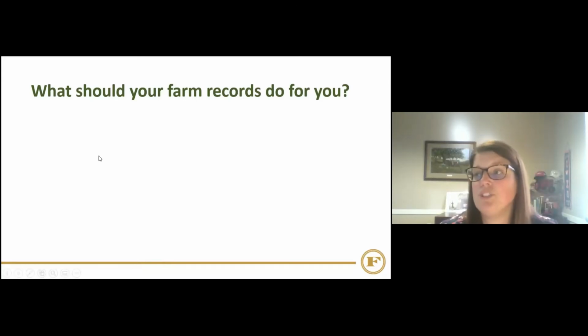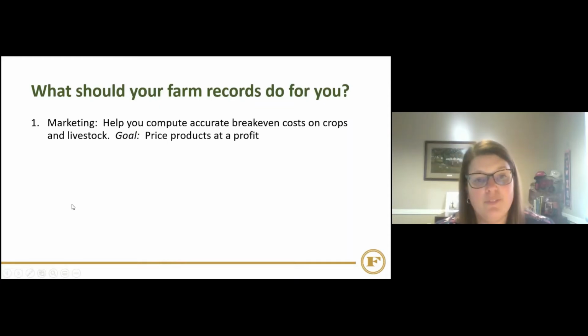So what should your farm records do for you? First, they can help you compute accurate break-even costs on crops and livestock. Your break-even point is the amount of revenue you need to cover all your operating costs. If you have more revenues than expenses, then you are above your break-even point and you're earning a profit. If you're below your break-even point, then your farm is not making money. Your goal is to price your products to cover your operating costs.